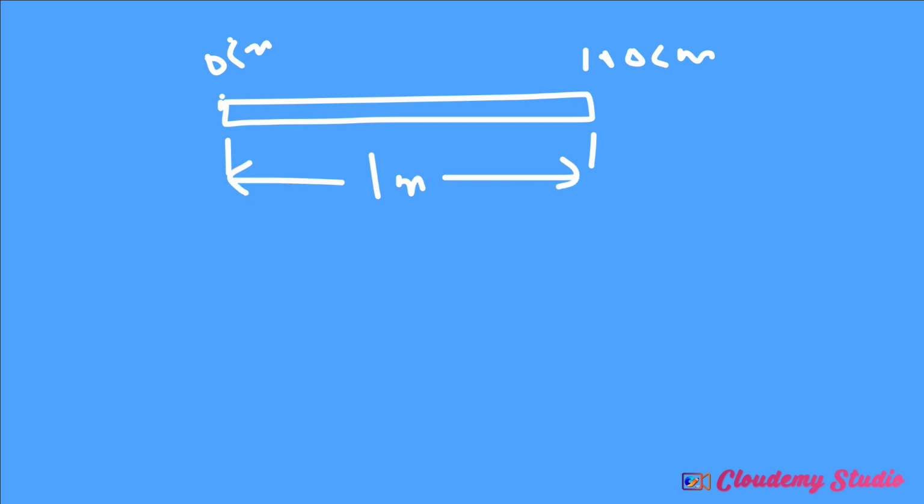So it starts from 0 most times to 100, 100 centimeter. 0 centimeter. So when you are measuring, you measure from the beginning, 0. So this 0 to 100 centimeter is 1 meter. The whole of this distance here, the measurement, is 1 meter.